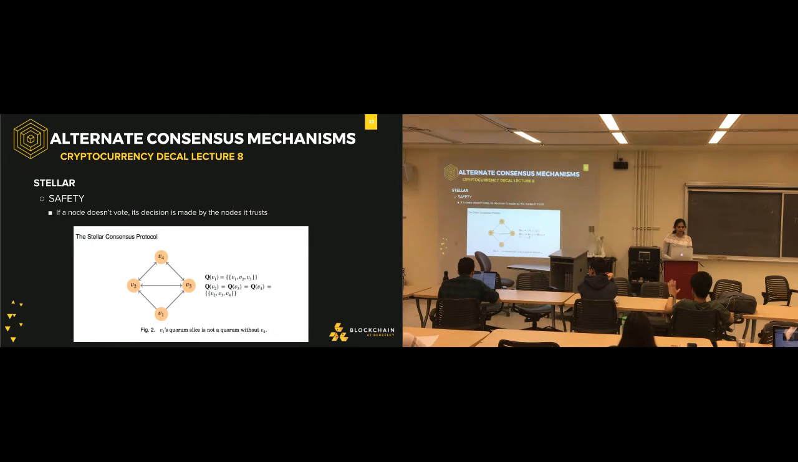So, for example, in Stellar, if this is a set of nodes in the network, V1 can choose to trust V2 and V3 without saying it trusts V4. But V2 trusts V4 and V3. V3 trusts V2 and V4. Thus, V1's decision is eventually impacted by V4's decision, but V1 doesn't have to directly trust V4. And if a node doesn't vote or want to decide, its decision is made by the nodes that it trusts.